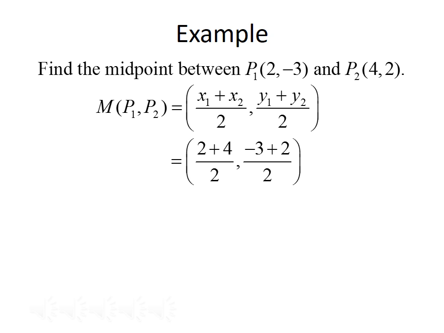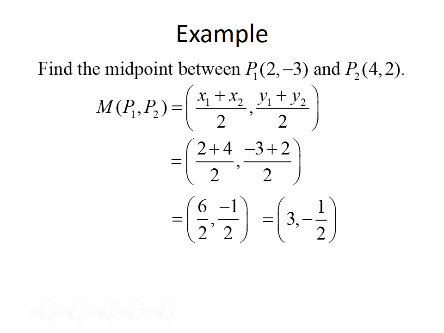If we plug the information that we know from our points into the formula, we'll get 2 plus 4 over 2 as our x-coordinate, and negative 3 plus 2 over 2 as our y-coordinate. We simplify the addition in the numerators to give us 6 over 2, comma, negative 1 over 2, and then we simplify our division, and our midpoint will be the point 3, comma, negative 1/2.